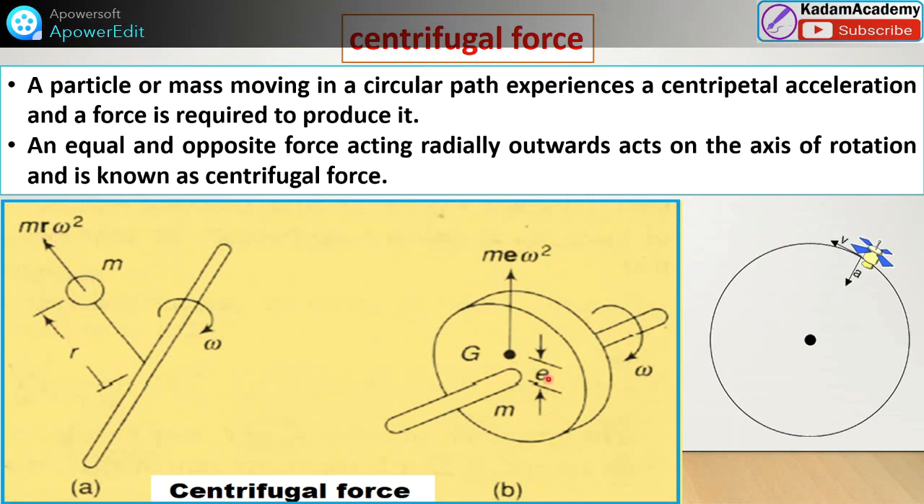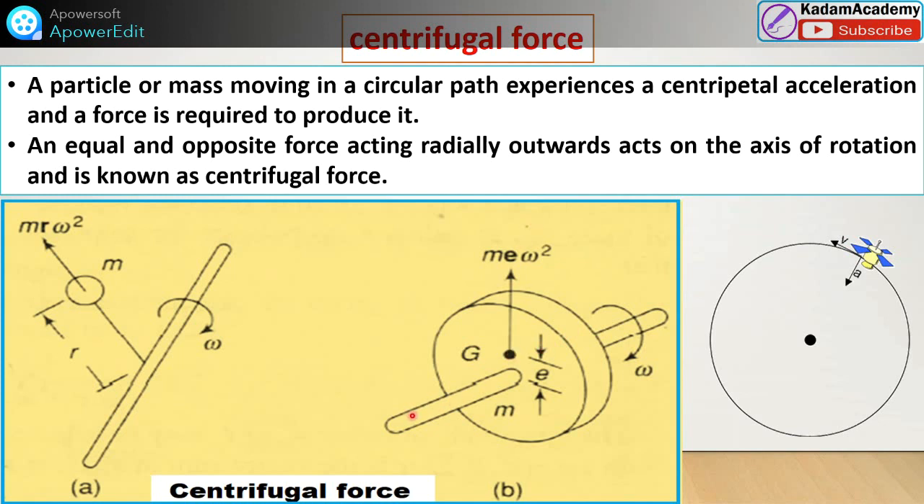R is the distance, E is the eccentric center of mass. Okay. Distance of eccentricity, center of mass from the center of axis. The axis distance is r here. Fc is m r omega square. This is the centrifugal force. This force is equal and opposite to the centripetal acceleration and acts radially outward.